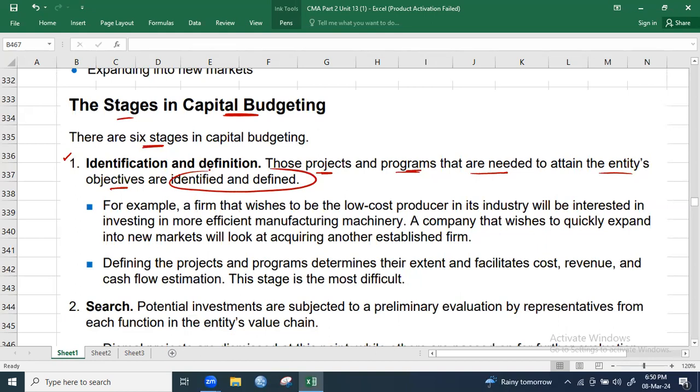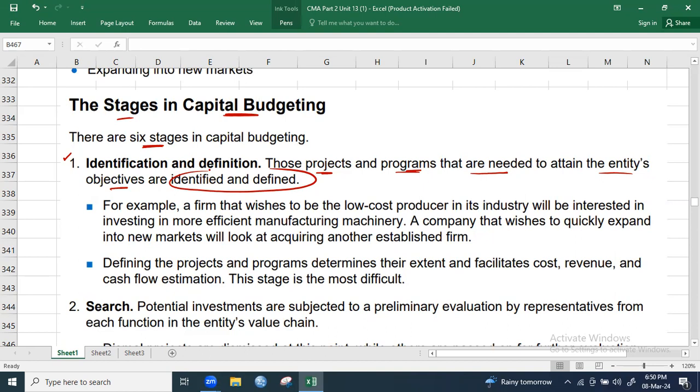Simply, if your objective is to expand your business, maybe you will go for the acquisition of another business, to expand quickly. So first we need to identify which acquisition targets are available, which companies you can buy. Or, for example, if you want to reduce the cost of your product, then you have to identify which machines you should buy, those machines which are more efficient and can help you reduce your cost. This is what is called identification and definition.